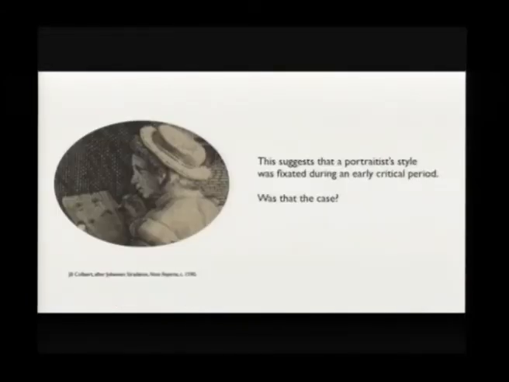So here we see that a change that appeared continuous when we looked at it on the graphs, and which was indeed continuous, is underpinned by demographic dynamics that are anything but continuous. That is indeed a series of discrete leaps, their pace being given by the passing of generations. So this suggests that a portraitist's style was fixated during an early critical period.